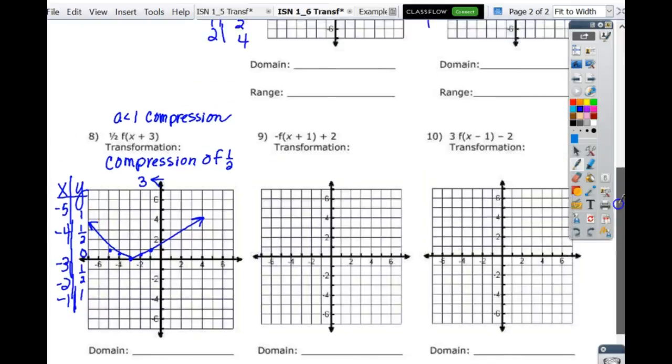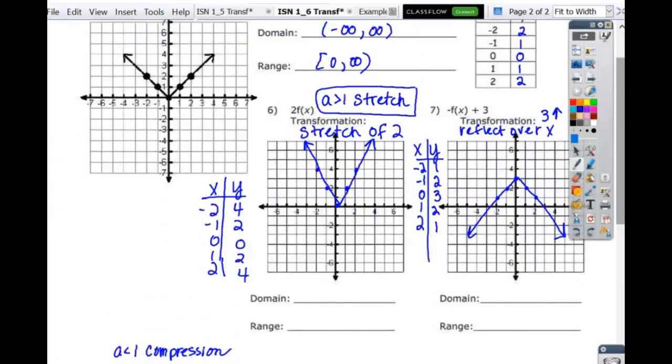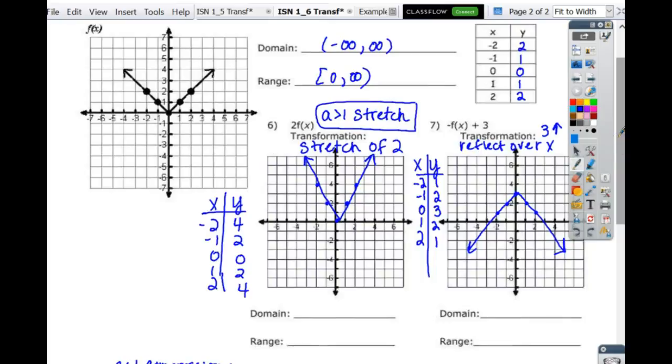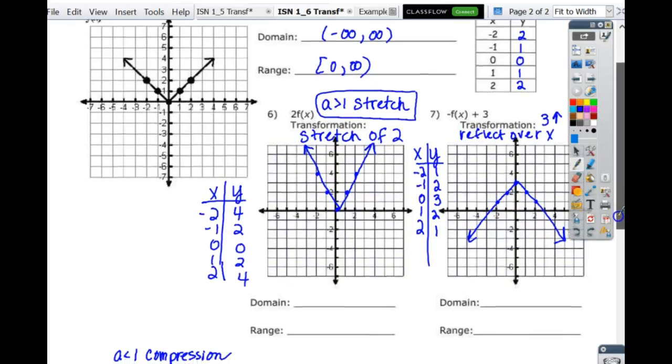So I always go back to the original graph. And these are the ones you do that to. So I subtracted 3, right? So negative 2 minus 3 was negative 5. Negative 1 minus 3 is negative 4. And then I multiplied these times a half. Okay? So you always go back to the original one. Okay?